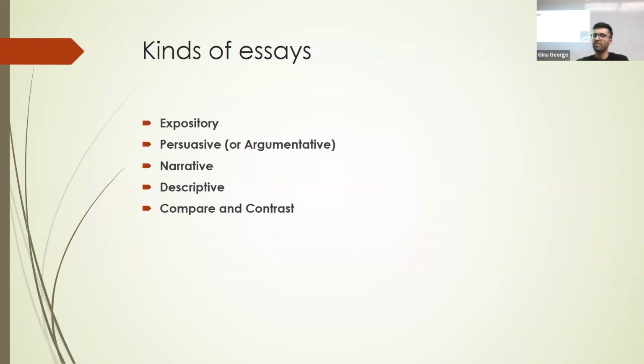Then finally, there's the compare and contrast kind of essay. What goes on here, you think? What are you doing here in the compare and contrast essay? Yeah, it could be two things, physical things. It could be two ideas. It could be a physical thing and an idea. It could be places, whatever. Point is, you're just comparing and contrasting.